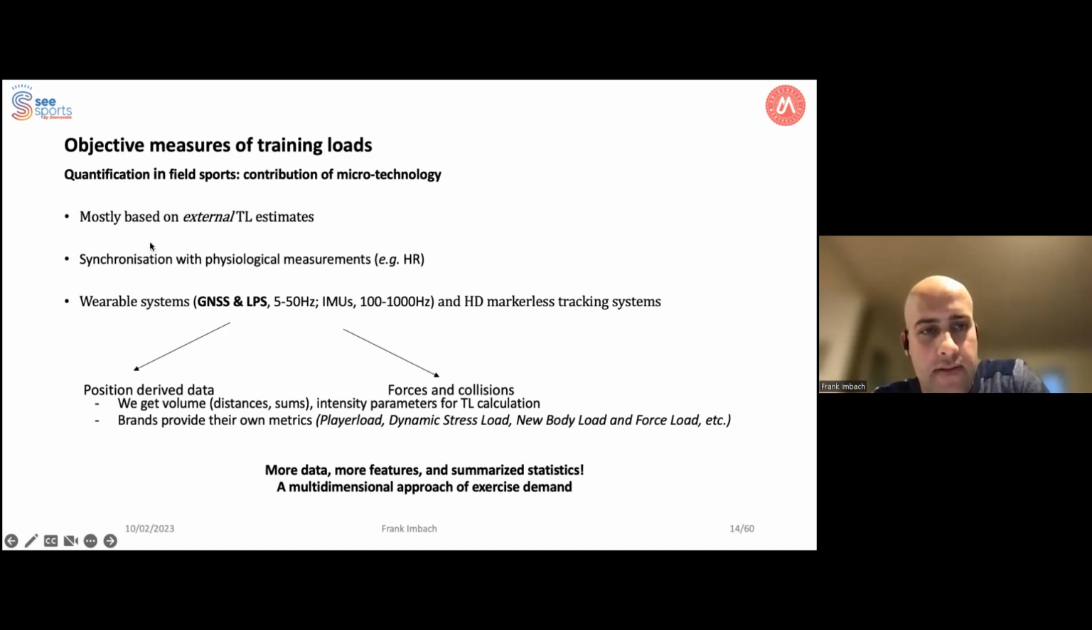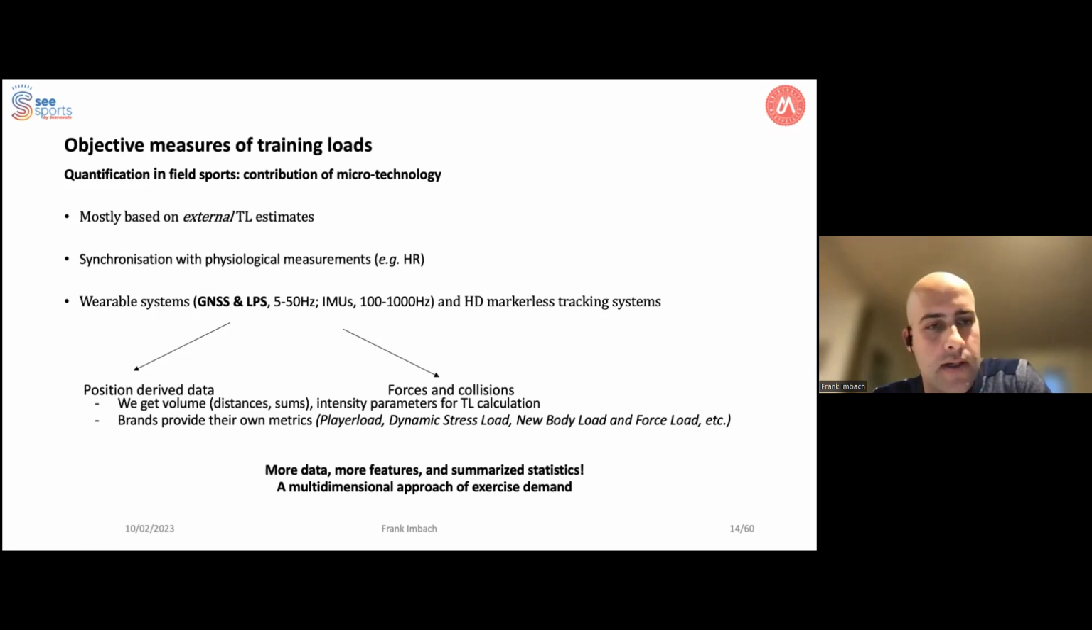This is the case for GNSS, Global Navigation Satellite System, and LPS for the local ones. Even if we have a synchronization with some physiological measurements, for example, heart rate monitors synchronized with GNSS. And for the GNSS, we have position-derived data such as distance, velocity, speed. So we have the volume and the intensity parameters for training load calculations.